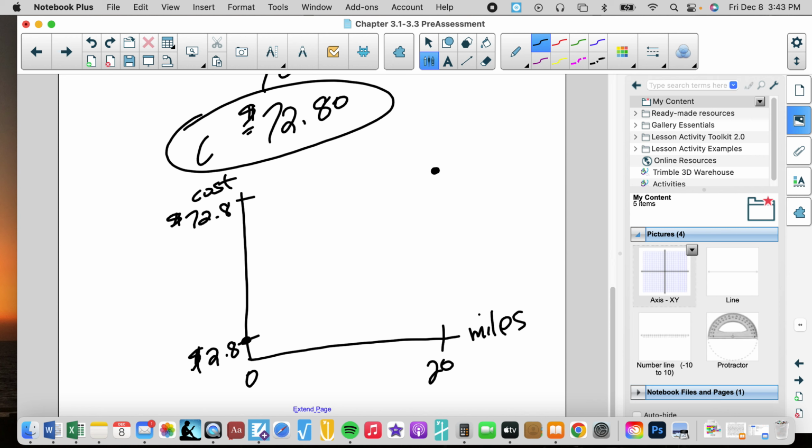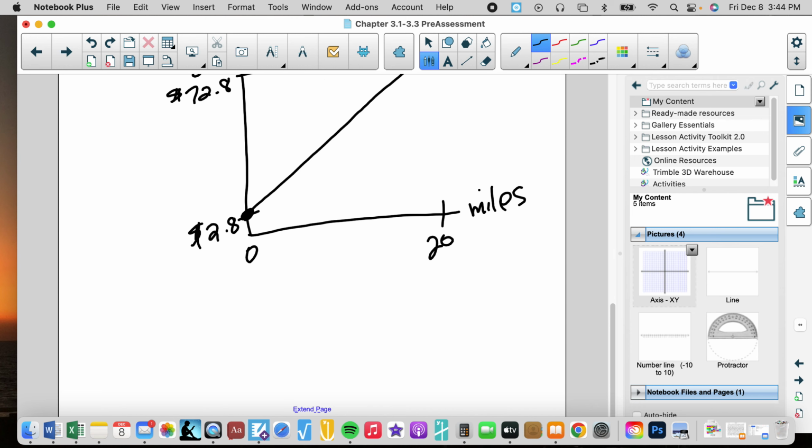After 20 miles. Now this is going to be continuous. It's not going to be discrete. It's going to be continuous because you can drive partial miles. You can drive a half mile and be charged a partial cost. So that will look like this. So what is your domain and range? So we can derive that.